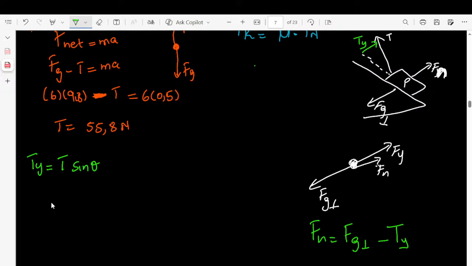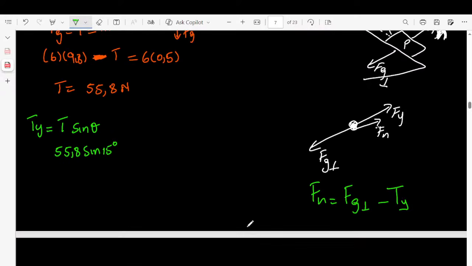The tension, which is 5.58, the sine of that angle of theta we said is 15. Remember, this angle here is 15 degrees, so it's applied at 15 degrees. So this will be 15. So now if we go back, we know that my normal force, my Fn, will be equal to mg cos theta minus tension sine theta.